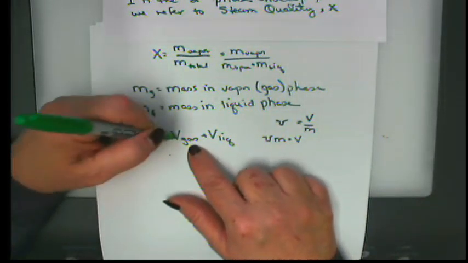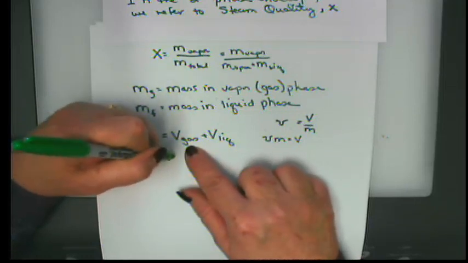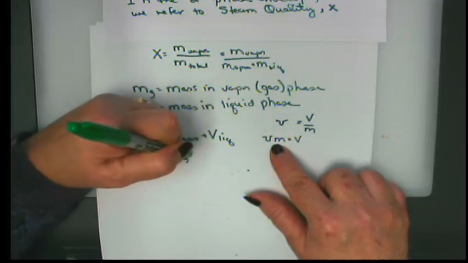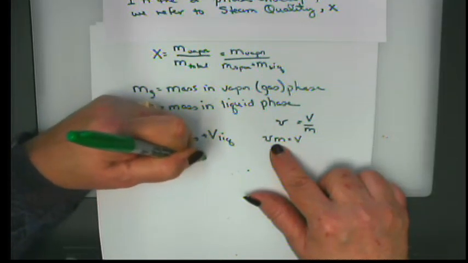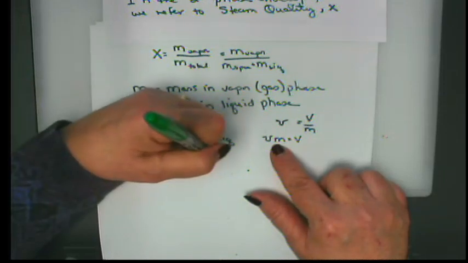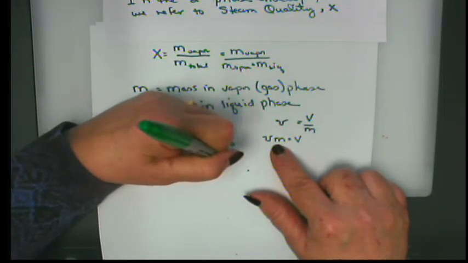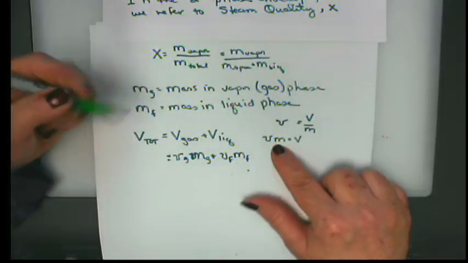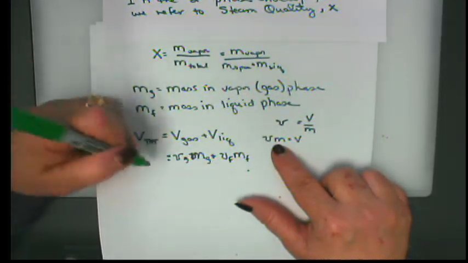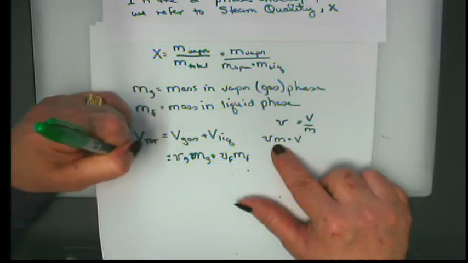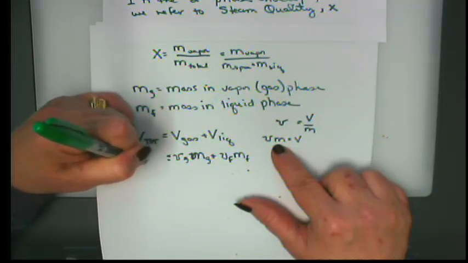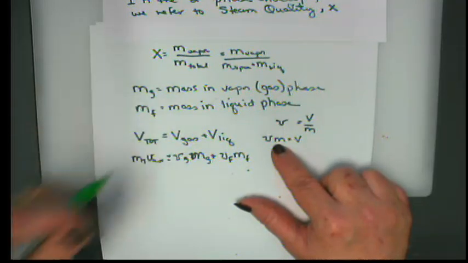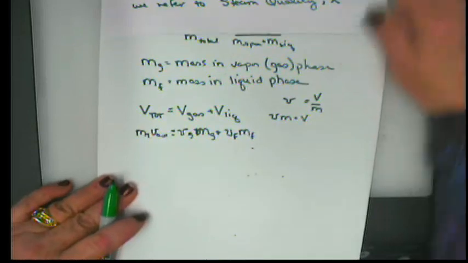And because of that, we could write this as being V of the gaseous phase times M in the gaseous phase plus V in the liquid phase, which we call V sub F, times M sub F. And that is going to equal V total, which is also going to be the total mass times the average specific volume.